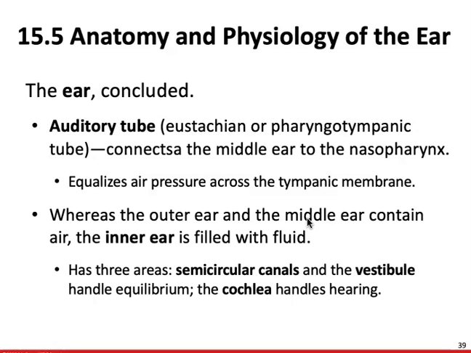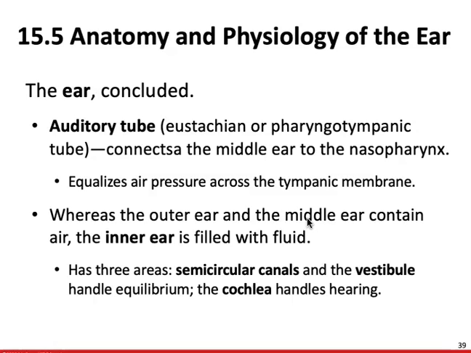Moving inward, we're going to move into that inner ear, and we're going to spend a lot of time on that inner ear, so don't worry, we don't have a lot of notes for it right now, but we'll get into it. So the outer ear and the middle ear contain air. The inner ear, however, is going to be filled with fluid in 3 specific areas. We have semicircular canals and the vestibule, which are responsible for handling our balance and equilibrium, and then we have the cochlea, which handles our hearing.